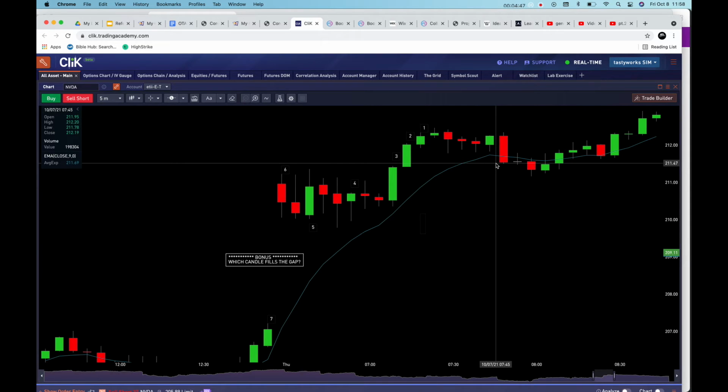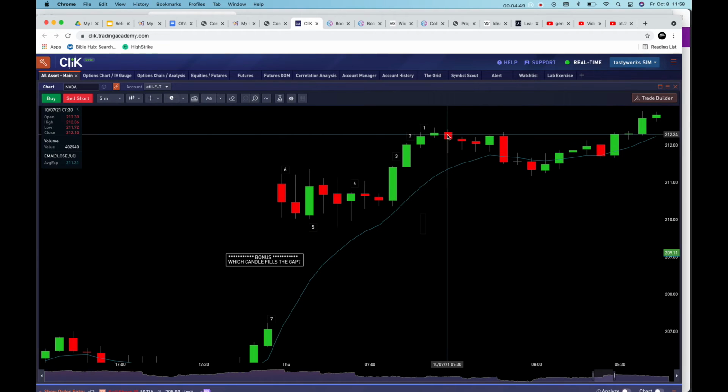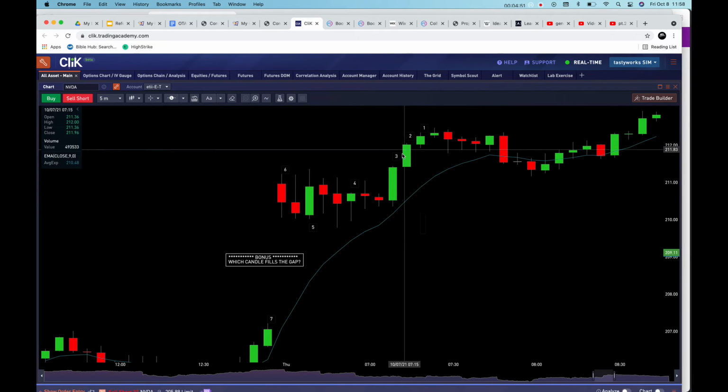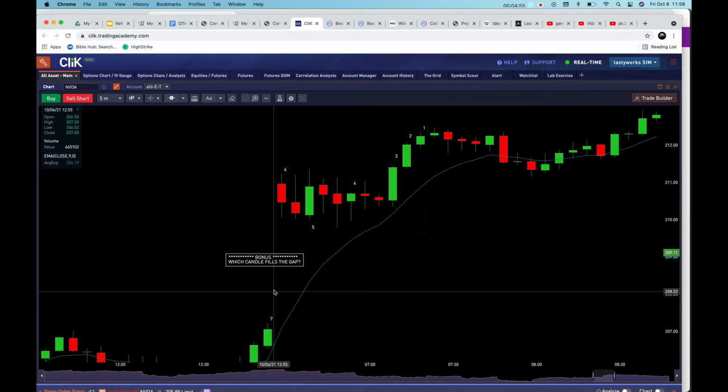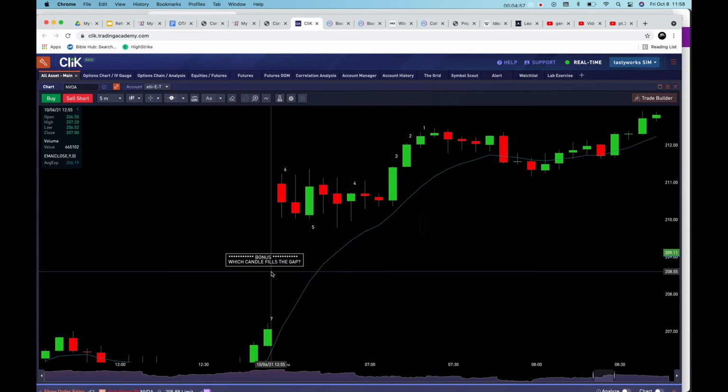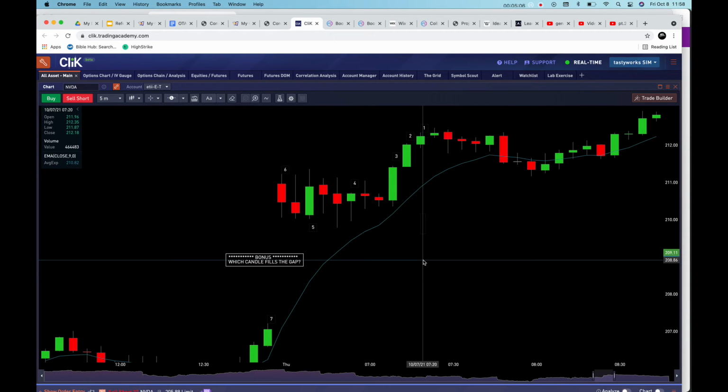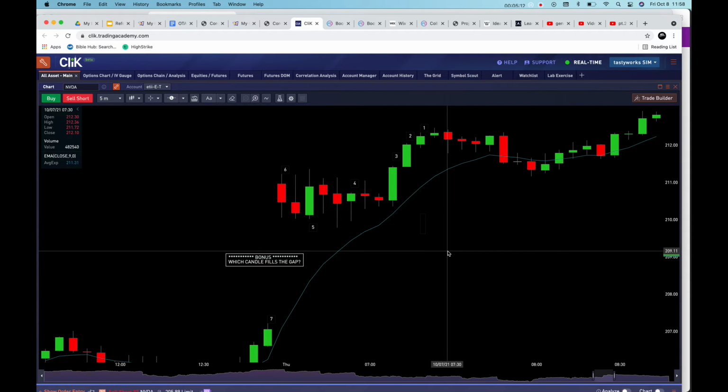All right, we have this chart set up here. We have numbers 1 through 7, 1 through 3, 4, 5, 6, and then 7 here. And then we also have a bonus question: which candle, either 6 or 7, fills this gap. All right, so I'll give you a moment to take a look at that, and then I will go ahead and present the correct answers.